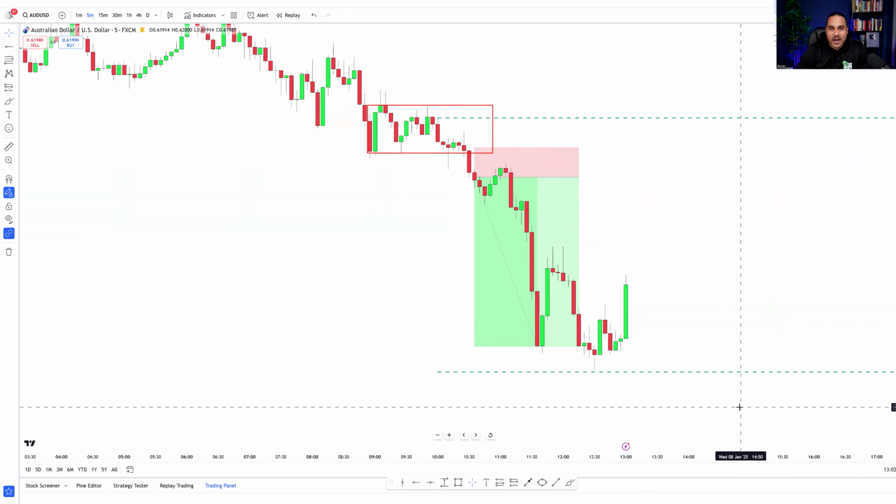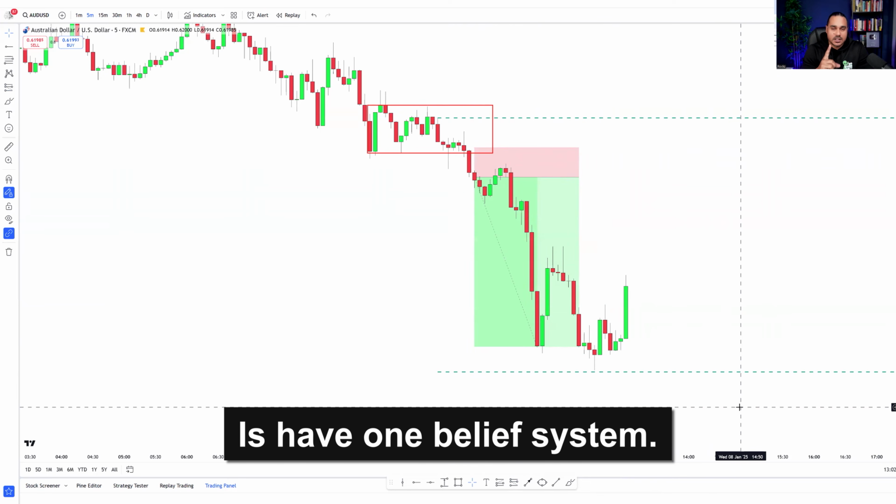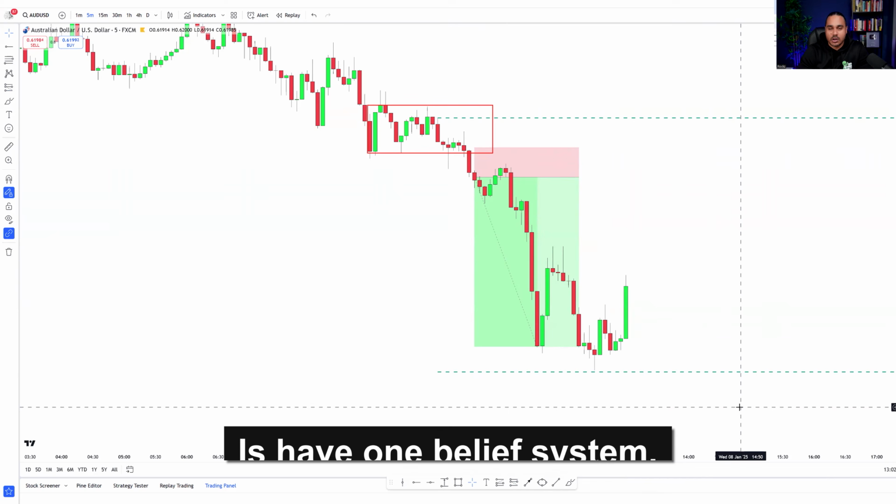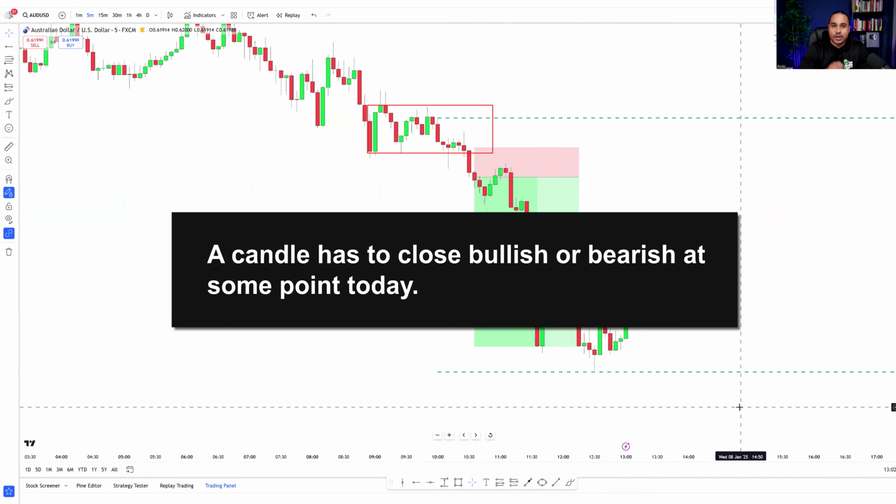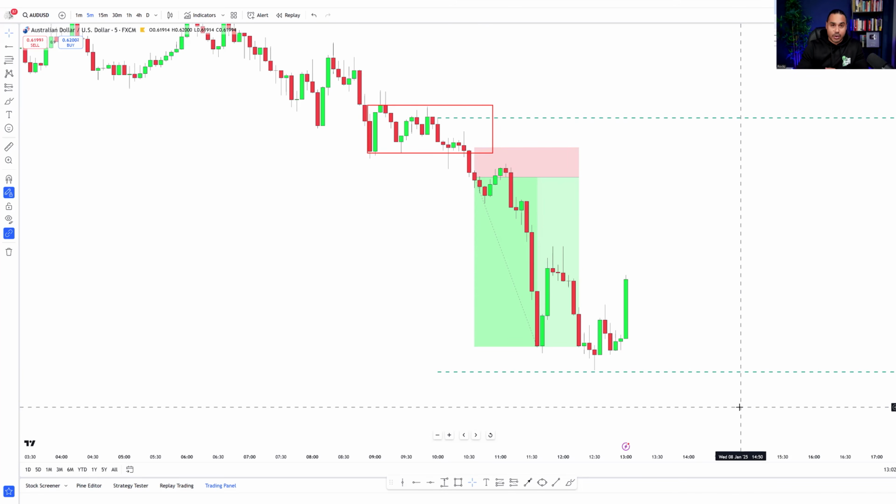And all you have to do is have one belief system when you show up to the charts, that a candle has to close bullish or bearish at some point today. How you associate that to your strategy, to your process, to your trading plan is entirely down to you. I'm not saying any strategy is the holy grail, but what I'm saying is if you have a streamlined process that you 100% believe in and have zero doubt about, there is no reason why you cannot be a profitable trader in 2025. One single candle, that is all you need. That's the lesson. Okay? That's the lesson.